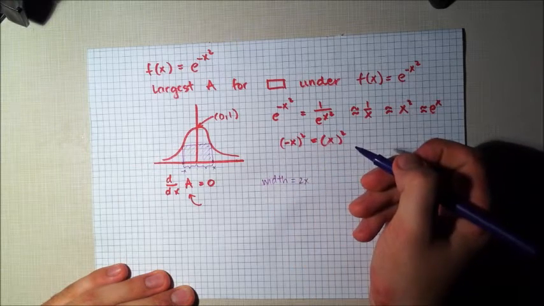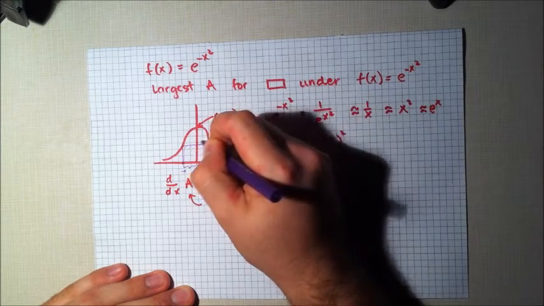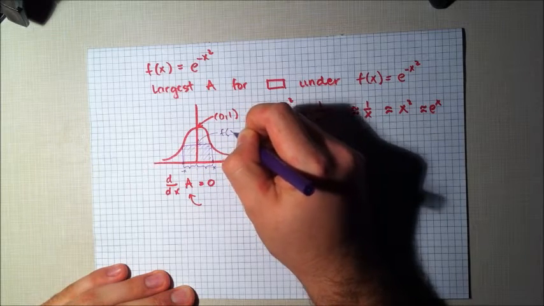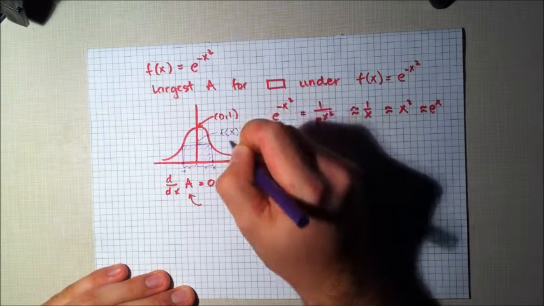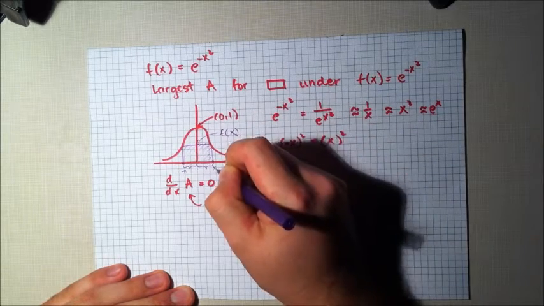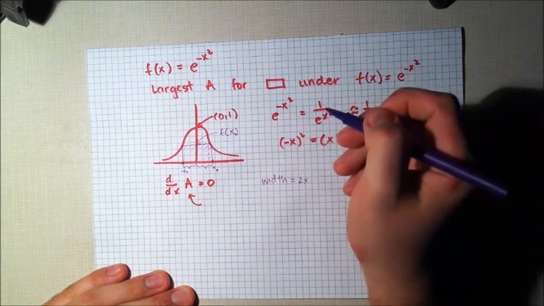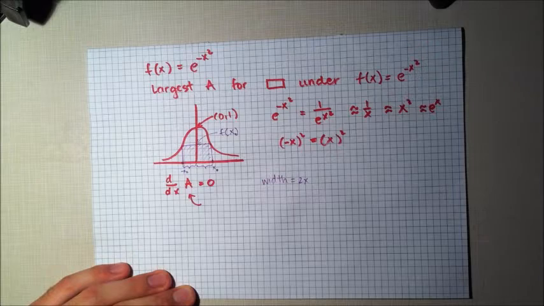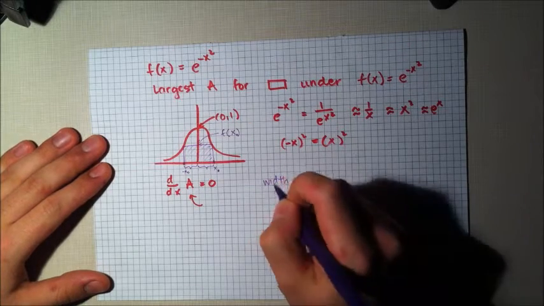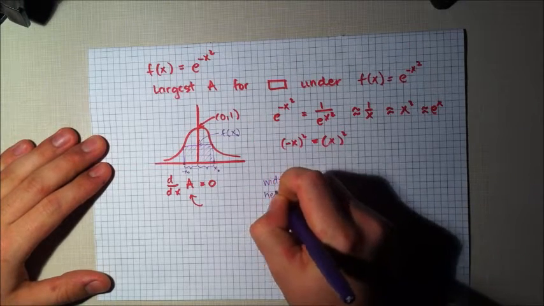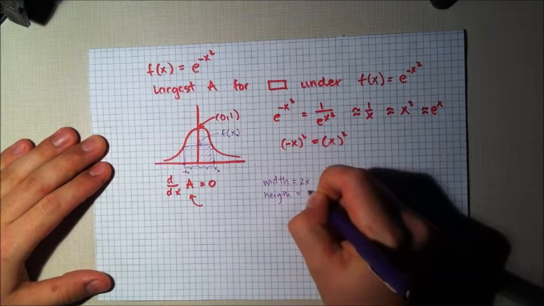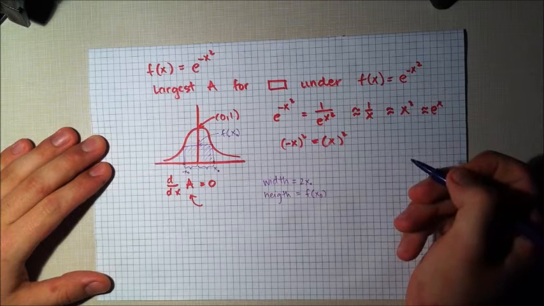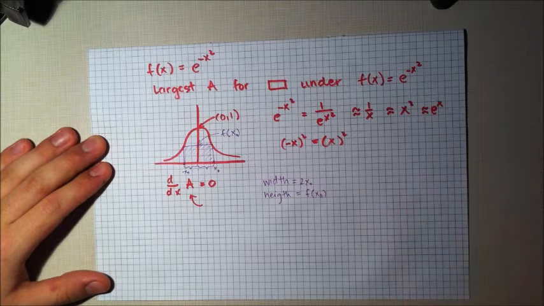Now what would be the height of this rectangle? The height of this rectangle would be this guy right here, and this would be the function when you plug in x. For that specific x, it's called x naught, just for a more specific value. Now the height of this rectangle would be f of that x naught. Alright, so we're ready for our formula now.